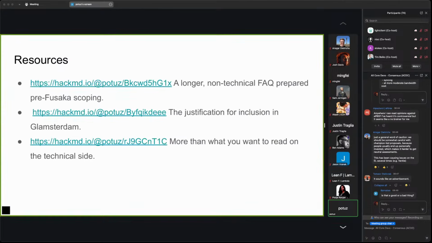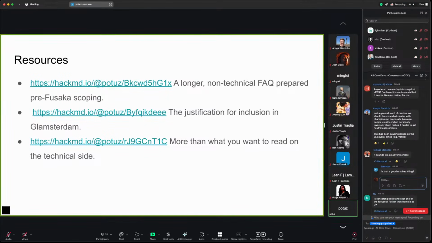If you want to read more, these are resources. The first two are non-technical, in the same vein as what I talked about today. And the last one has more of what you might look for on the technical side.